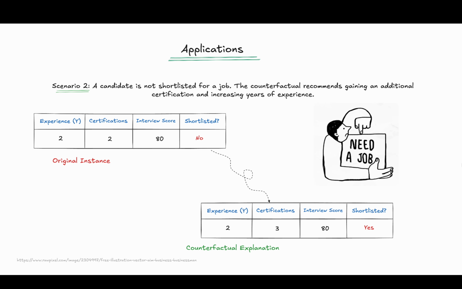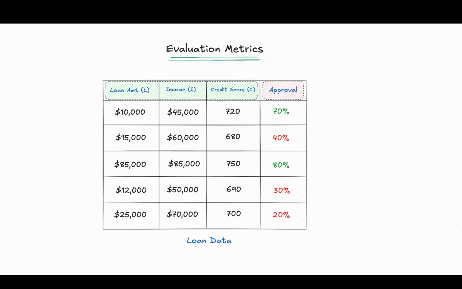Now, here's a job application scenario. A candidate isn't shortlisted with 2 years of experience and 2 certifications. So, the counterfactual suggests that gaining one more certification might help the applicant get shortlisted for that particular job. Let's take an example to understand how we evaluate counterfactuals. Here we have some loan data with details like loan amount, income, credit score, and approval percentages.